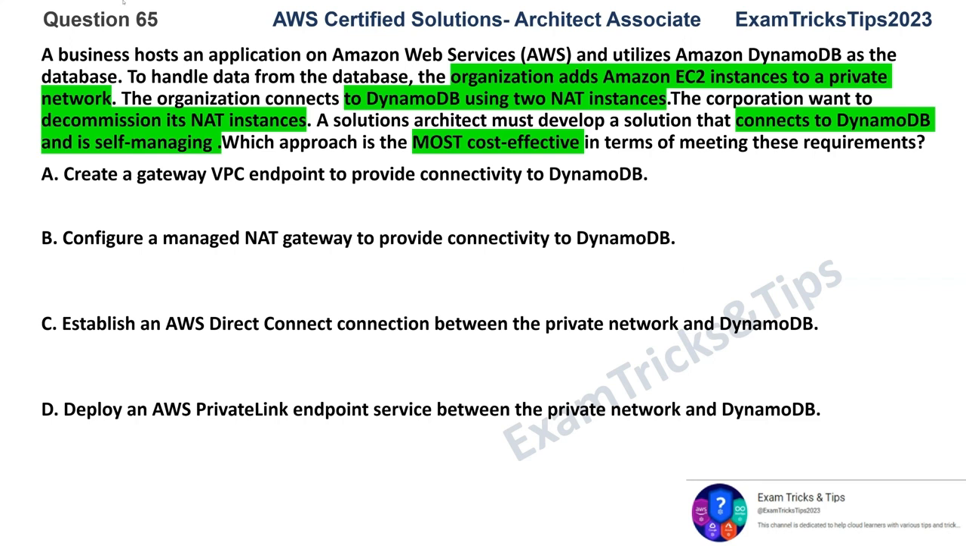I think we should refer back that we already have two NAT instances and the organization wants to get rid of the NAT instances and replace them with something that is effective, fits the requirement, and obviously is a managed service so that you don't have any overhead of managing this solution. Now, let's see option B.